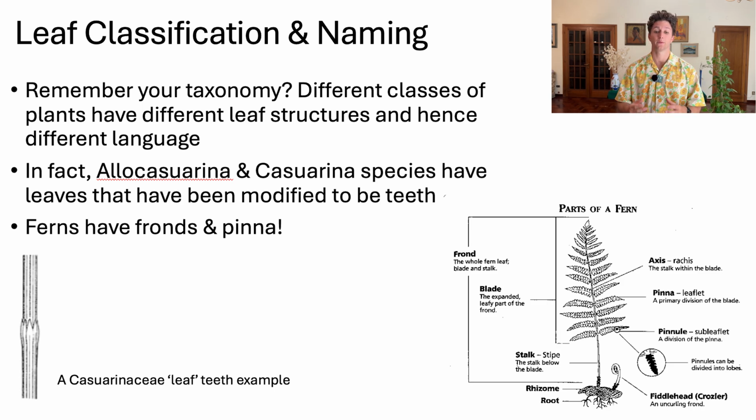Ferns, on the other hand, have fronds instead of leaves, and each of those fronds is called a pinnae. And within a pinnae, there is then another word for the individual leaves on a fern. So this is just to get your head around the fact that ferns and other plants like gymnosperms, like cycads, have different leaf structures and different terminology.